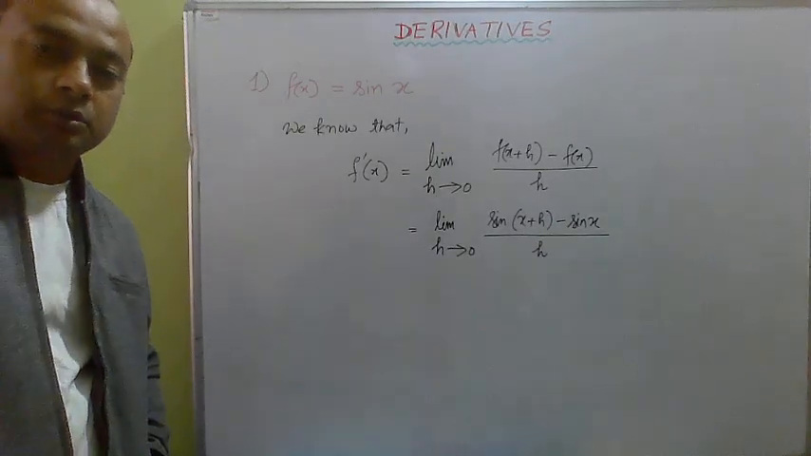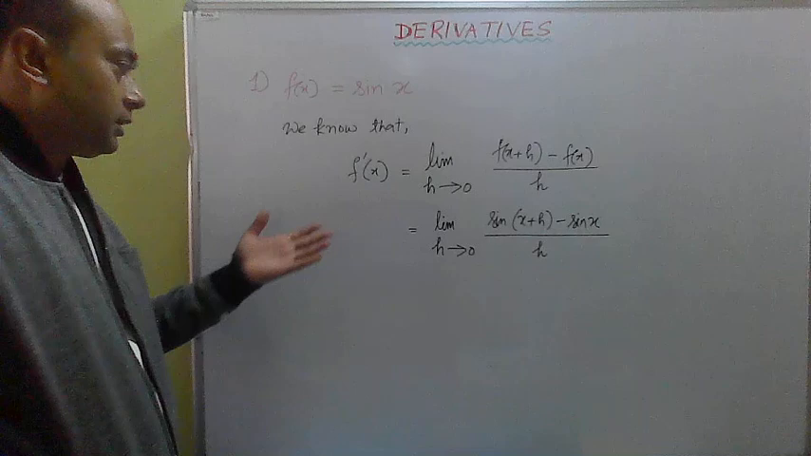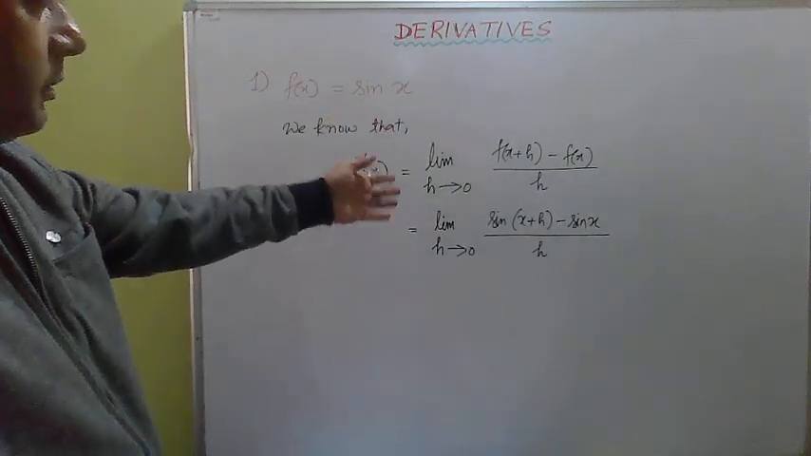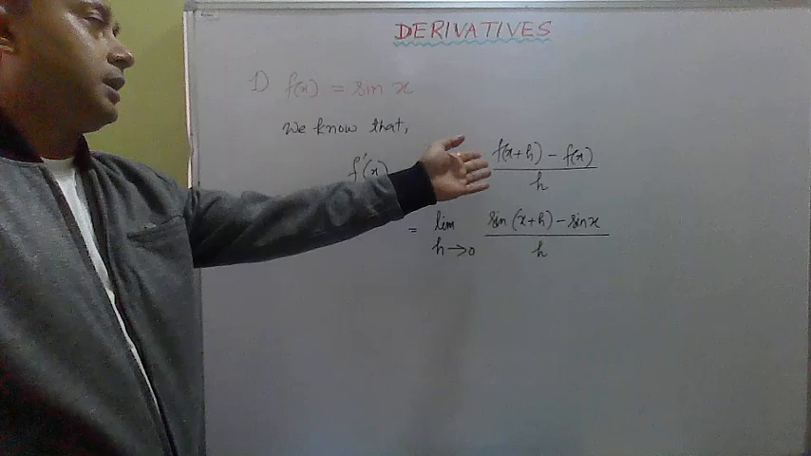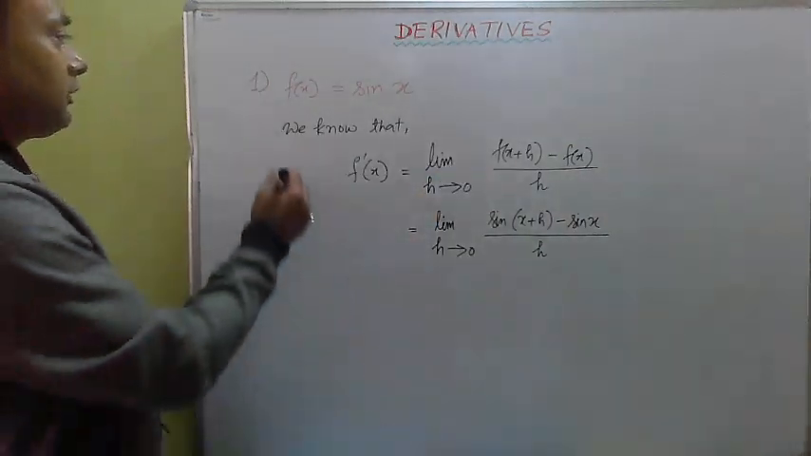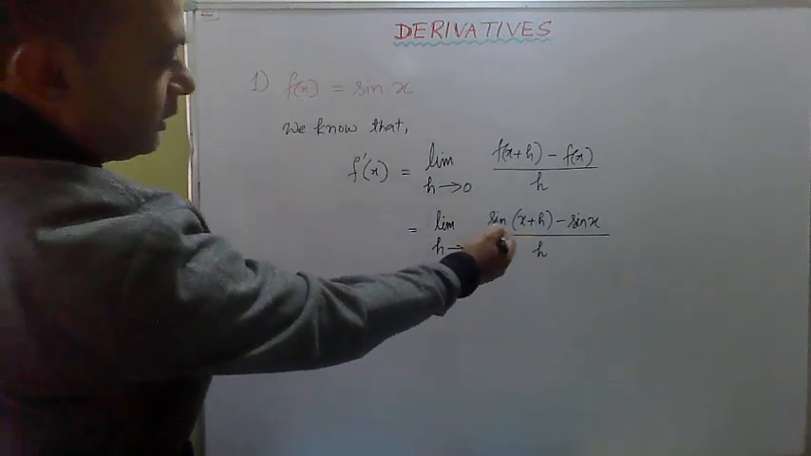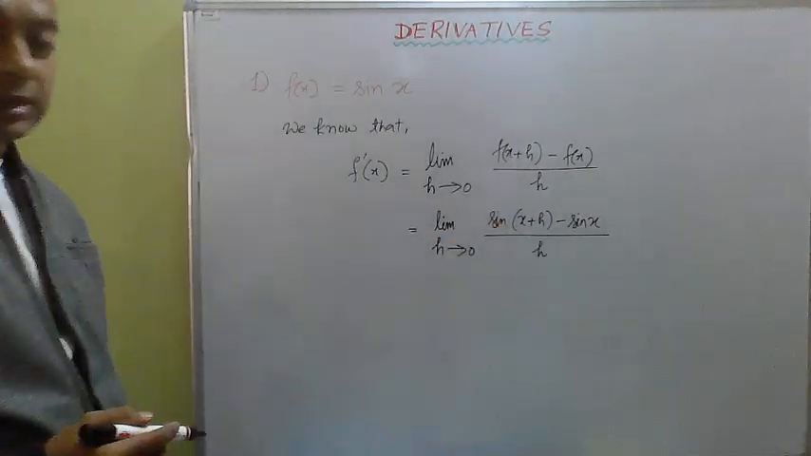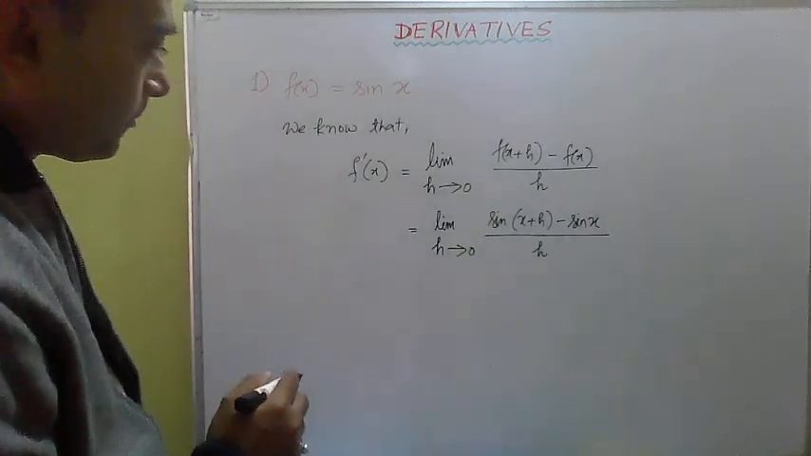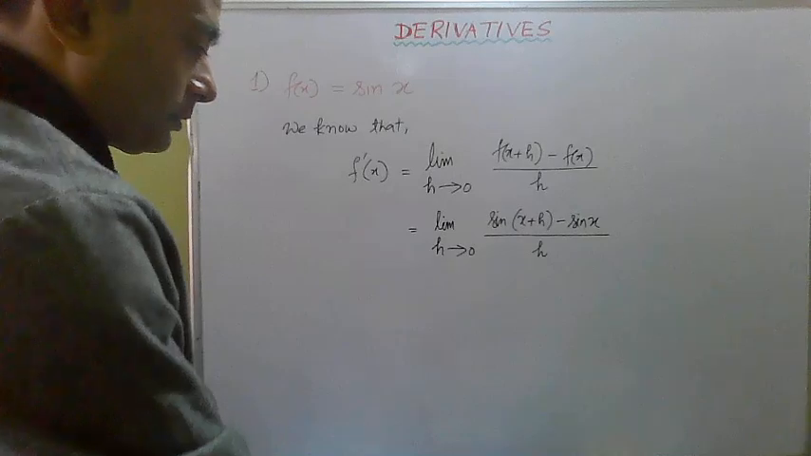The beginning is always the same, that is we know the formula of first principle: f'(x) equal to limit of h tends to 0 of f(x plus h) minus f(x) by h. Now since f(x) equal to sin x, f(x plus h) will be sin(x plus h) minus sin x. Actually after this step we have to apply the trigonometric formula that we have found in chapter 3.